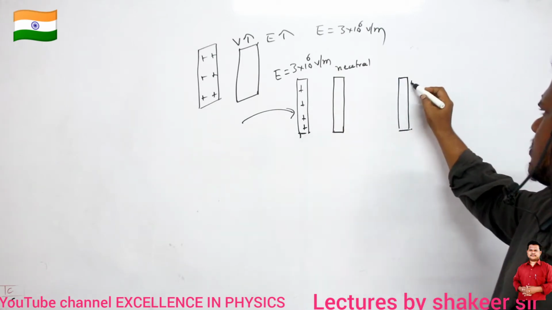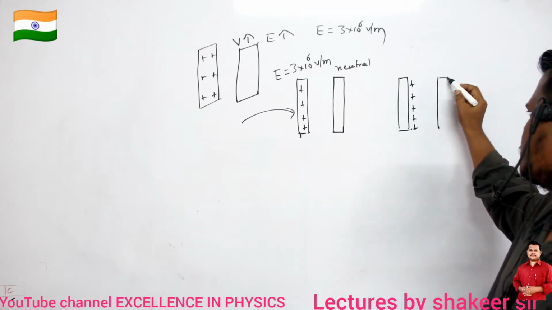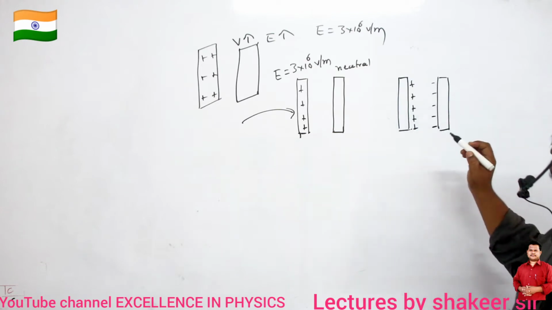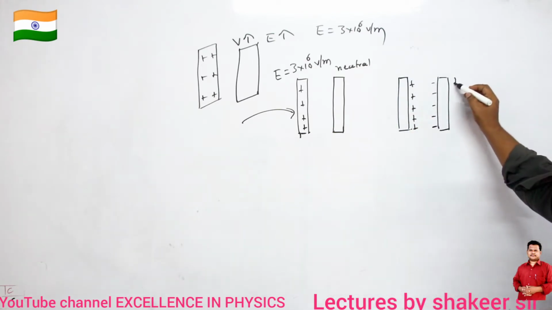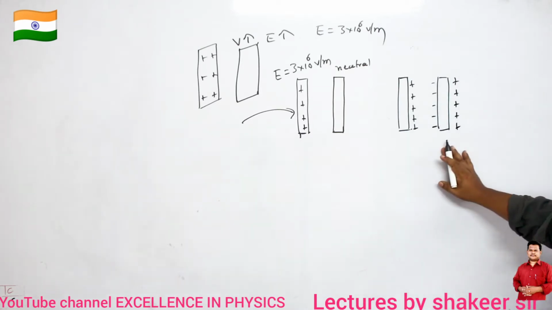This total positive charge will be deposited on one side, and this positive charge, what will it do? It will attract a negative charge on the second neutral conductor. So on this side, if negative charge is being attracted, on the other side, positive charge will be deposited. This is what is going to happen, no?